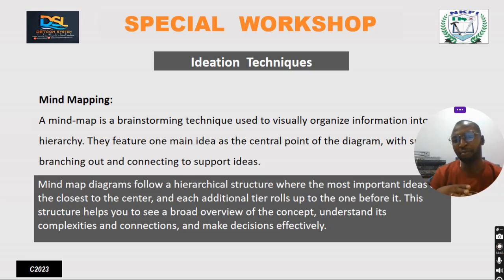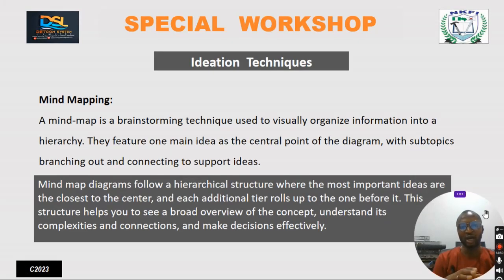Then there's what we call mind mapping. Mind mapping is a brainstorming technique used to visually organize information. You visualize your information into a hierarchy. They feature one main idea as the central point of the diagram, with subtopics branching out and connecting to support ideas.